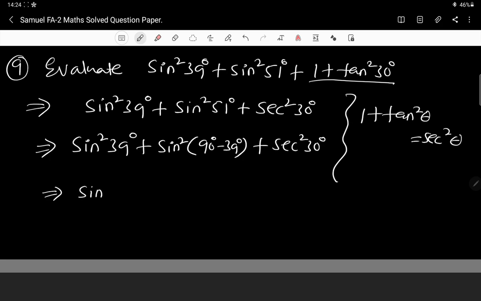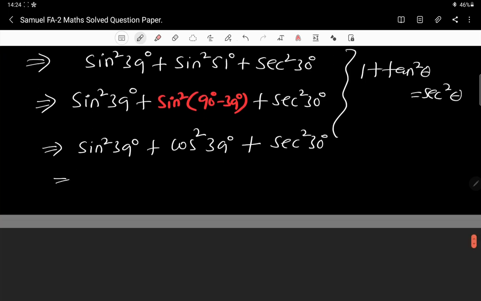So it becomes sine square 39 degree. Just observe this, okay, dear children. If any doubt is there, then please clarify this. 90 minus 39 is 51. Alright, then sine of 90 minus theta is cos theta, correct? So cos 39 degree, and the square also comes. Plus secant square 30 degree. So now sine square 39 plus cos square 39 means what is this? 1, no? Alright, are you understanding what I am saying, dear children?